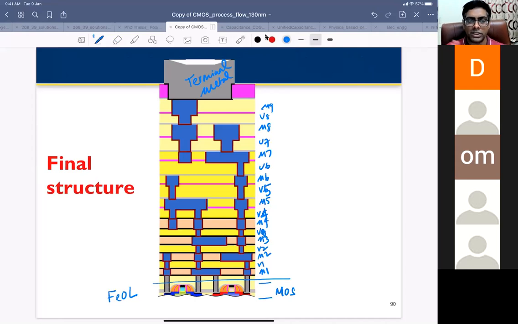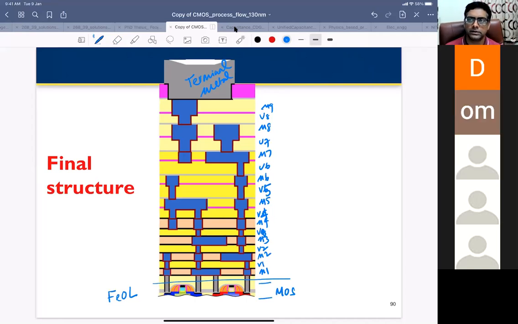This is the final structure of the MOS transistor, if you do some measurement in the lab, a wafer level measurement. You actually give your voltages to the terminal metal, and your transistor is way down below. So your signal passes from the terminal metal all the way to the transistors. Any question here before we move to the next part?